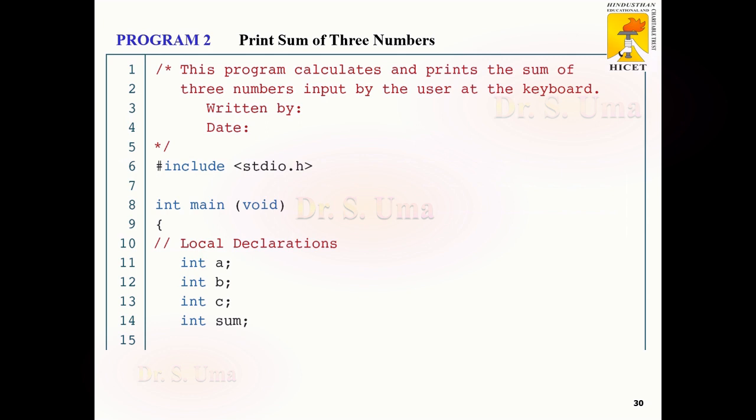In order to print the sum of three numbers, this program segment begins with a comment statement indicating what this program is meant for, or what problem this program is going to solve. Followed by this, we have a preprocessor directive, hash include stdio.h, which directs the compiler to include the header file stdio.h.